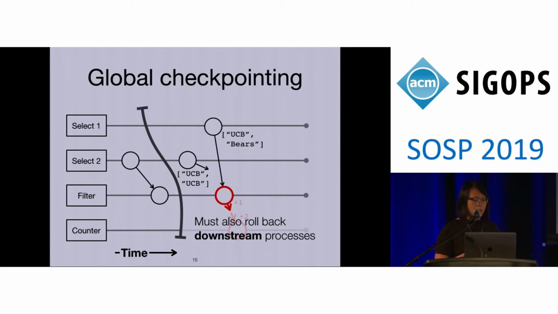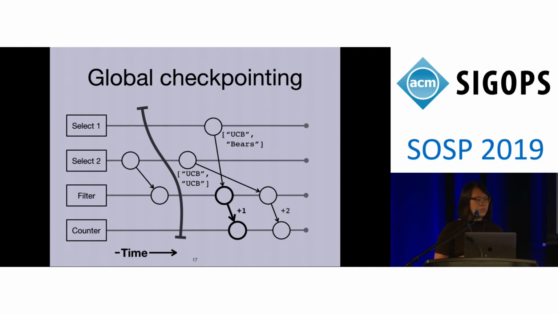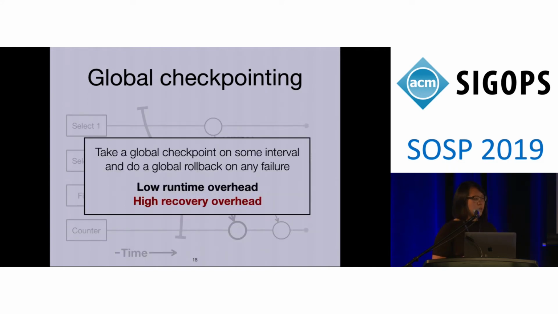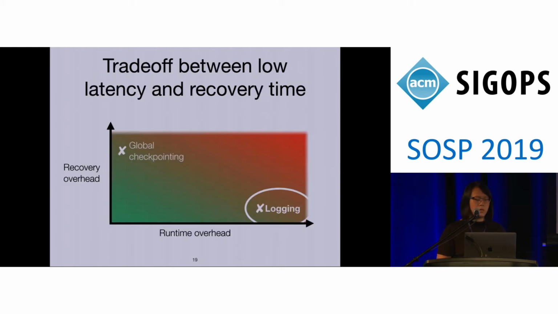And once we do that, now we can run the application forward again and get a correct result. So in summary, for global checkpointing, the runtime overhead is usually very low because you only have to spend time doing this global checkpoint during execution. But the recovery overhead is much higher because you have to roll back the entire application upon any failure. And as these systems scale out to larger clusters, the recovery overhead becomes even worse because the chance of a single node failure increases. So this is in contrast to the second approach that I'll talk about, which is logging.